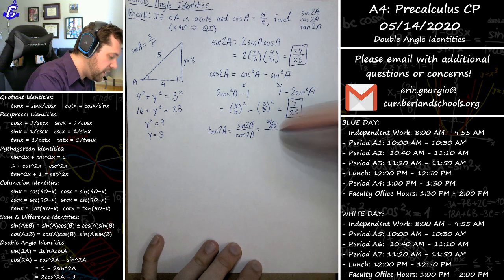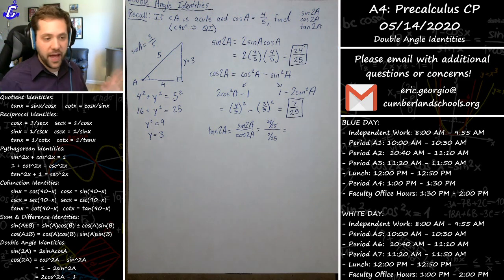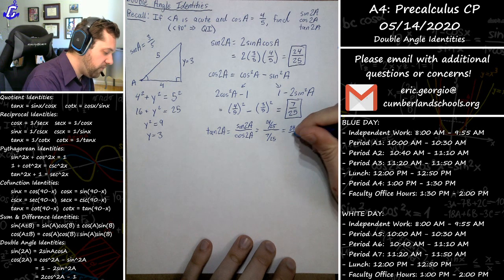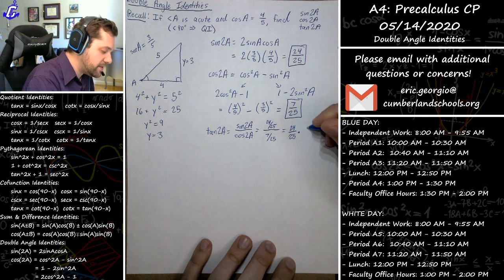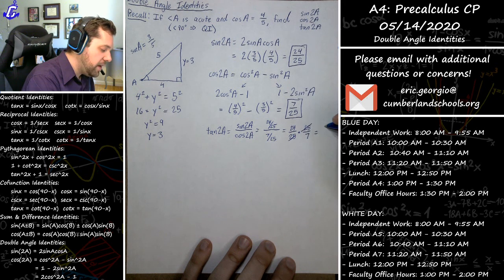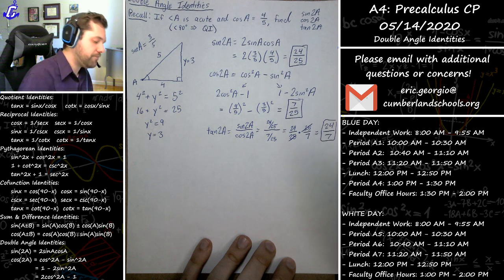We can say that that's 24/25 divided by 7/25. How do we divide by a fraction? We don't panic. We multiply by the reciprocal. We get that this is our first fraction, 24/25, times the reciprocal, 25/7. 25's cancel out. And so the exact value for the tangent is 24/7. Okay.